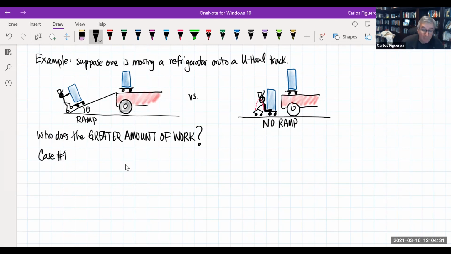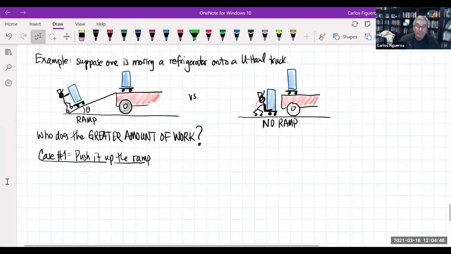Case 1. What are we going to do? We push it up the ramp, right? That's what we want to do. We want to push it up the ramp. So what we want to do this time is start off with the free body diagram and then calculate the work. Okay, so here we go. Let's set up an incline. So I imagine that I have an incline.